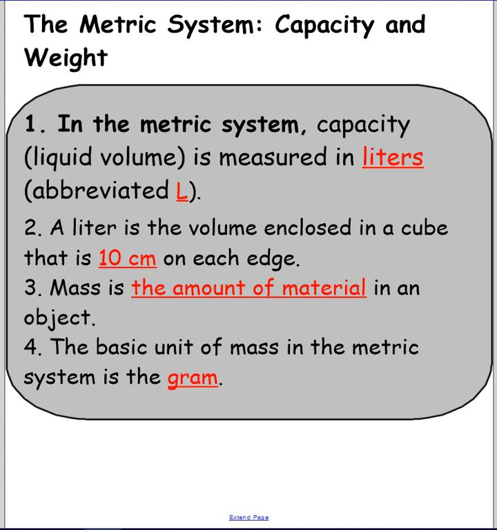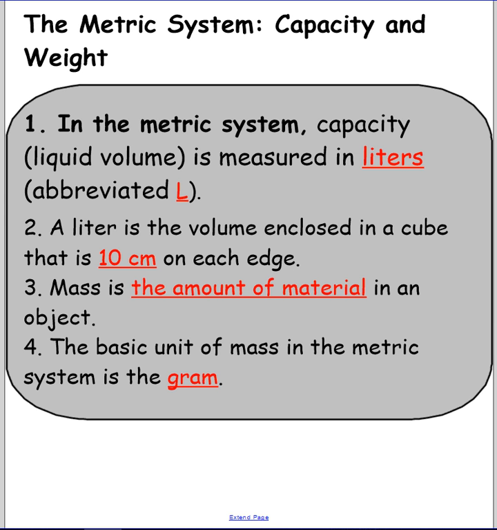In this video, we are looking at section 5.3. It's continuing the metric system, looking at capacity and weight. In the metric system, capacity or liquid volume is measured in liters. Liters uses a capital L for abbreviation. And a liter is the volume enclosed in a cube that is 10 centimeters on each side.